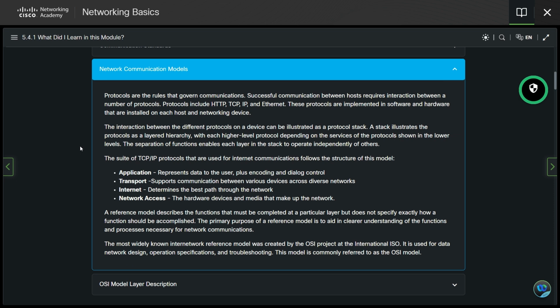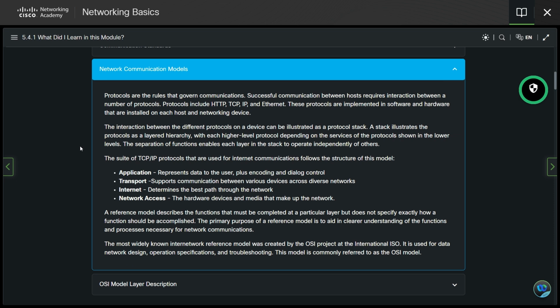A reference model describes the functions that must be completed at a particular layer, but does not specify exactly how a function should be accomplished. The primary purpose of a reference model is to aid in clearer understanding of the functions and processes necessary for network communication.